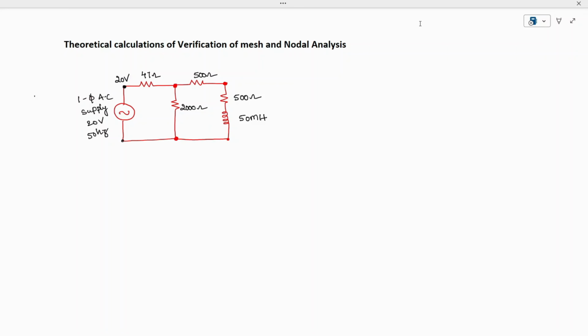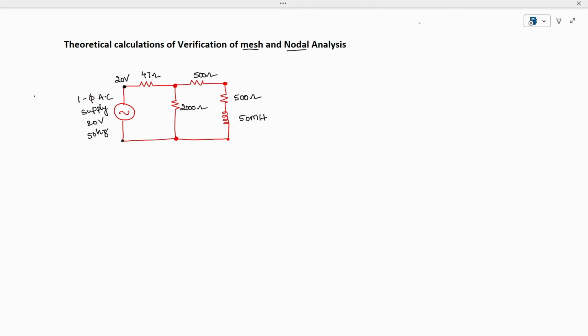Today we are going to solve the theoretical calculation for the given T network, and we are going to verify the mesh analysis as well as the nodal analysis. In order to perform these two verifications, let us analyze the network. An AC source is there and a T type of network is there, with an inductor of 50 millihenry. Now let us try to solve.